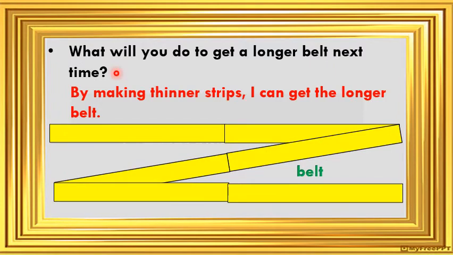Next question. What will you do to get a longer belt next time? Answer is, by making thinner strips, I can get a longer belt as shown in this figure. This belt is longer than the previously made belt. Since previously from the postcard only 3 strips were cut and joined. But here in this figure 6 strips are cut from the postcard and joined. The strips are quite thinner, but the length of the belt becomes longer. If you still cut thinner strips from the postcard, the belt length increases even more.